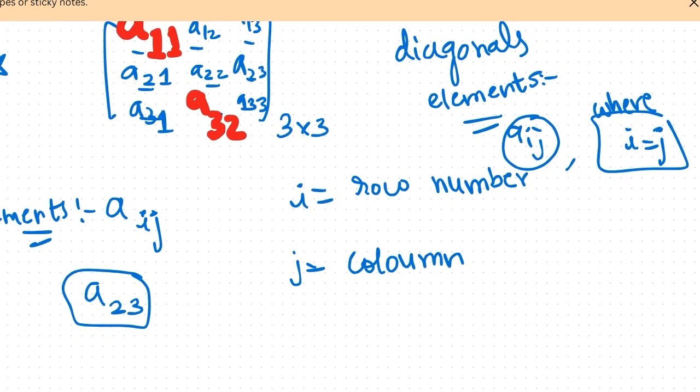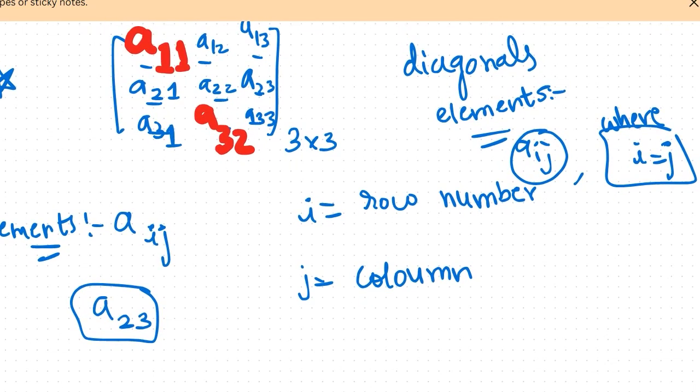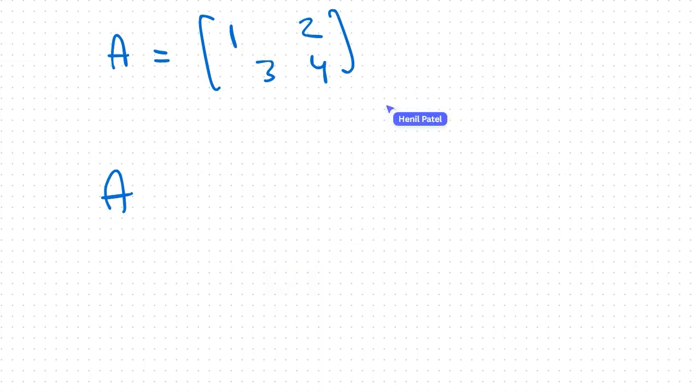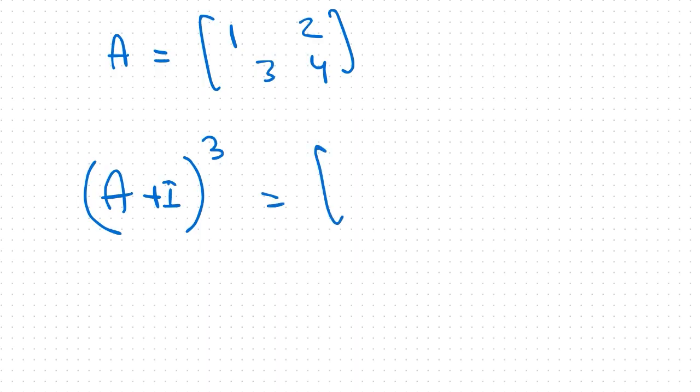And that's it. So that is for section 1. Let's say A is equal to 1 2 3 4. What will be the value of (A plus I) whole power 3? It will be 2 2 3 5, A plus I. So this is A plus I, and we need its cube.